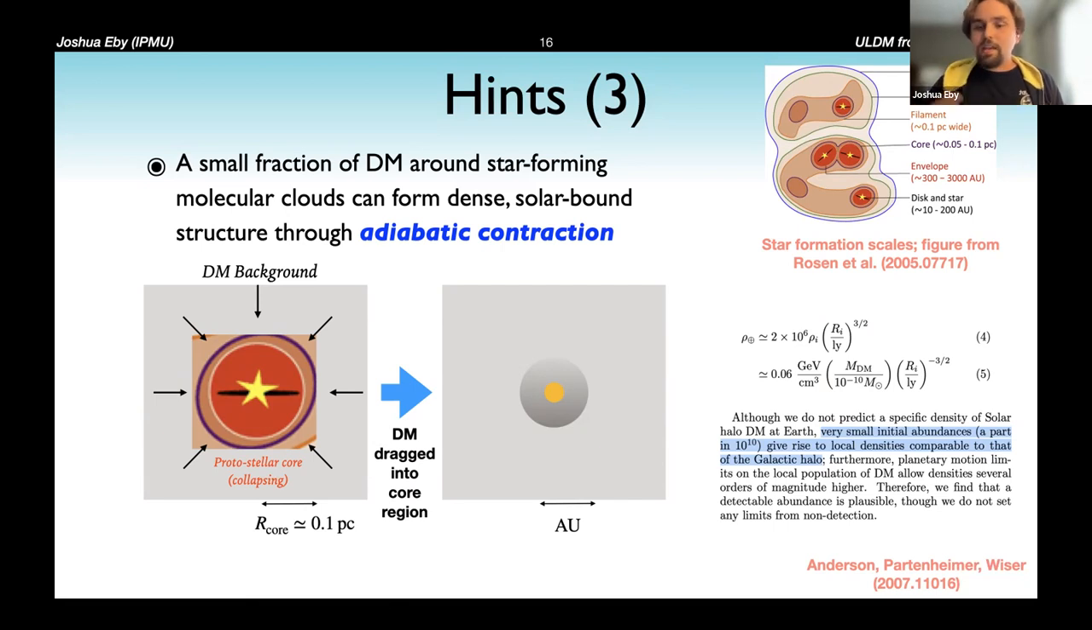And in fact, they said in this highlighted passage, even a very small initial abundance, a 1 in 10 to the 10 fraction of the local density gets bound in the initial collapse, it will give rise to a bound density that is the same order as the background density. So you really need a very, very small seed to give rise to a very, very dense bound state. This is another, more historical, more astrophysical picture of how scalar fields might get bound around the sun.